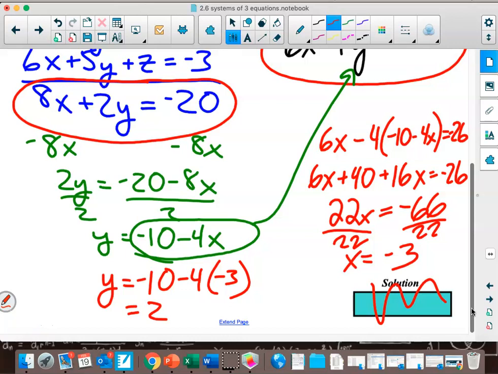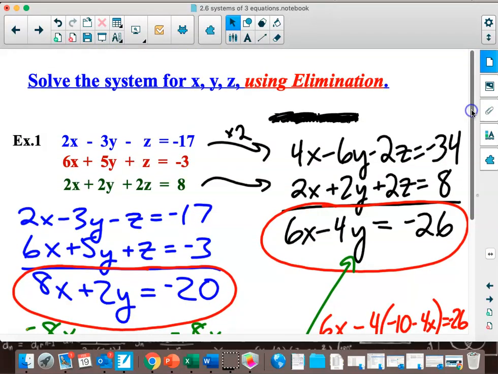This is called back substitution, in case you're curious. This process, when you solve forward and then back substitute backward. So we work our way up and keep substituting until we got everything, right? So x is negative 3, y is 2.